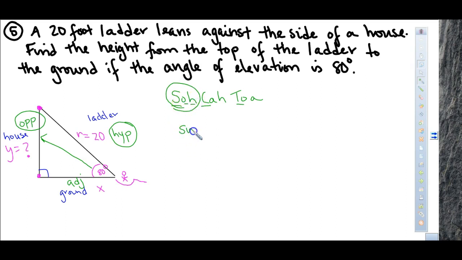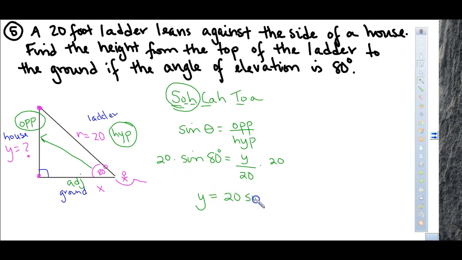So that tells me that the sine of my angle is equal to the opposite leg over the hypotenuse. So fill in what you know. I know that my angle is 80 degrees. My opposite leg is y. My hypotenuse is 20. So I'm going to multiply each side by 20. So again, if you have no calculator, no problem. Leave this as 20 times the sine of 80 degrees.